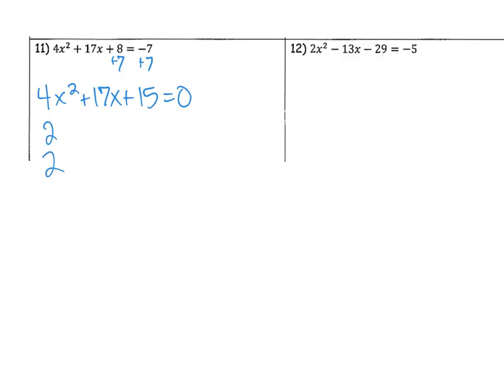2 and 2 and 5 and 3. Nope. I need to make 17. 15 and 1? No, 5 and 3 and 4 and 1. 4 and 1. Yeah. 3 times 5? Oh, 20 and 3 make 17? Okay. That won't work. Why won't it work?